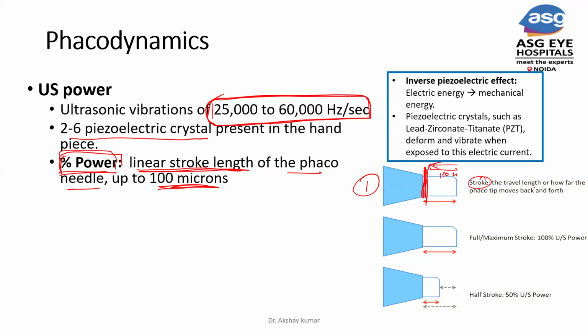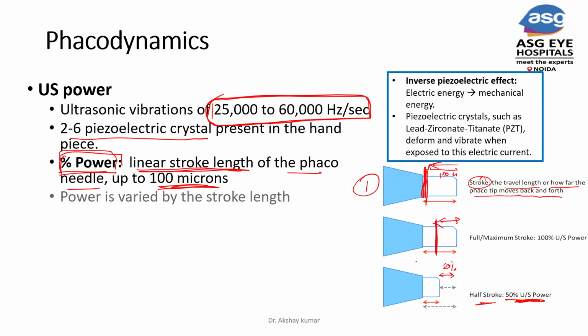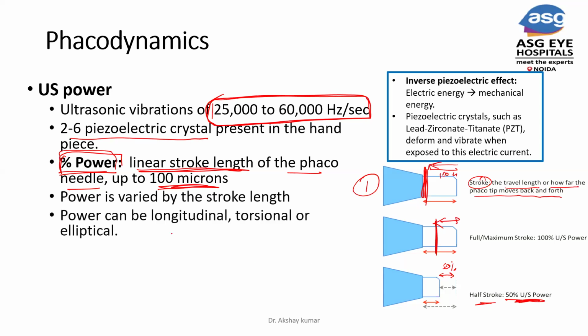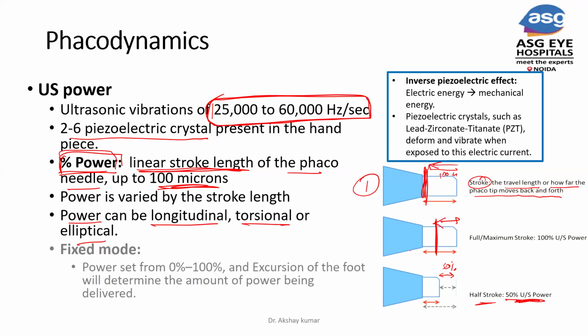So stroke length is the travel length, or how far the phaco tip moves back and forth. So if it moves half, that means 50%. So it means you have 50% ultrasound power. Sometimes when we say in the OT to make it 30 power, 20 power, or 60 power, it means that we are reducing the stroke length. Okay. Power is varied by stroke length. The power can be longitudinal, torsional, and elliptical.